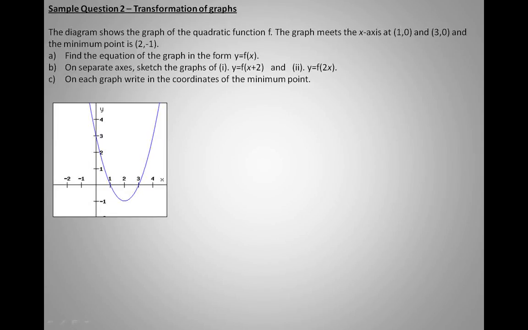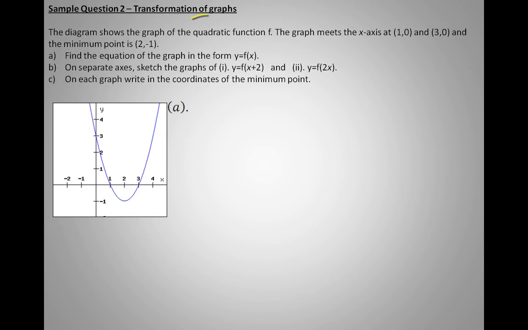Sample question 2. Transformation of graphs. The diagram shows the graph of the quadratic function f. The graph meets the x-axis at (1, 0) and (3, 0), and the minimum point is (2, -1). Part A. Find the equation of the graph in the form y equals f of x.